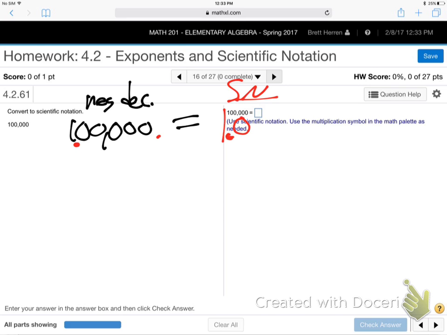It doesn't really go there. But then times 10, it's always 10, to some power to tell it to go back where it belongs. How many places to the right? 1, 2, 3, 4, 5 to the right. Positive 5. Is that making sense? Scientific notation is a different way of writing it.